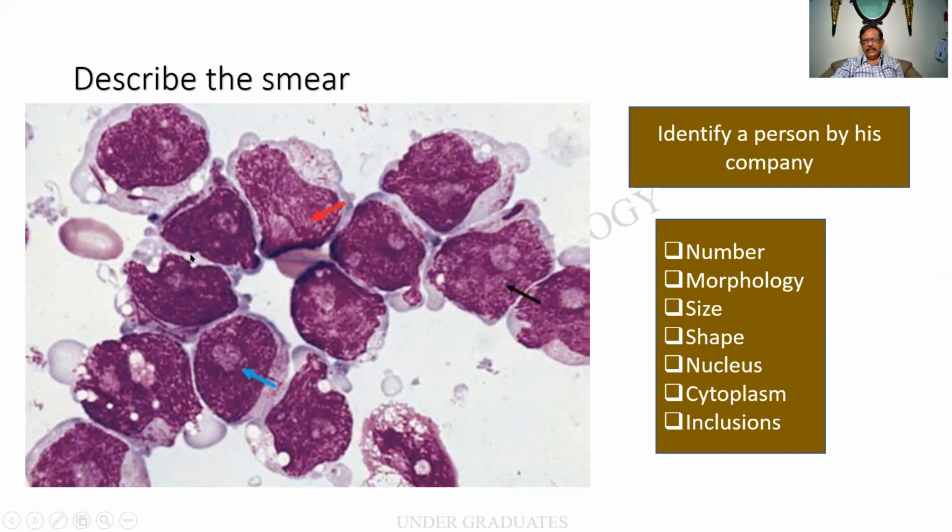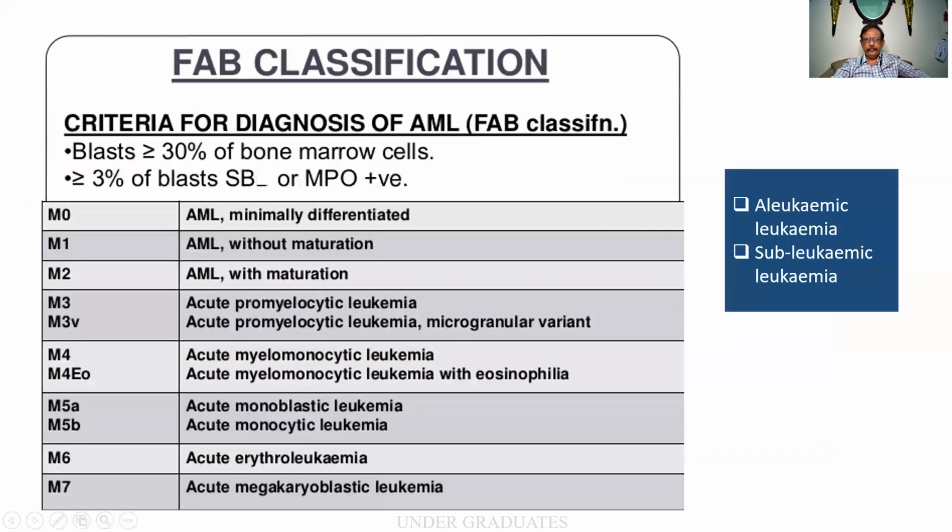Morphology: they are large cells, 4 times the size of an RBC. The nucleus is large, with an increased nuclear cytoplasmic ratio, mildly convoluted. Nucleoli are prominent, and they have inclusions in the cytoplasm called the Auer rods. This is the way you people should describe. And obviously, platelets are decreased in number. So this is the way you people should describe.